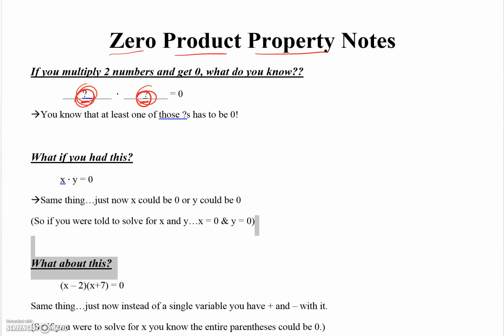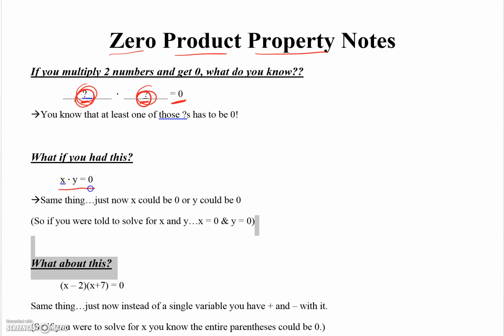So notice before, when you were factoring, there were never any equal signs. You were just simplifying by factoring. Now you're going to start to notice that we have an equal sign, which tells us that we're actually going to be solving. So what if we had this example?